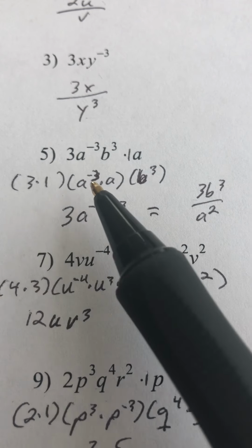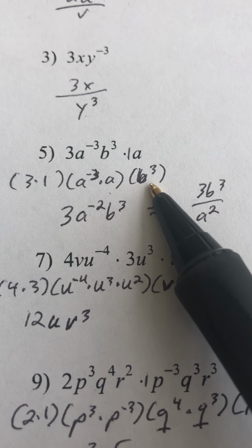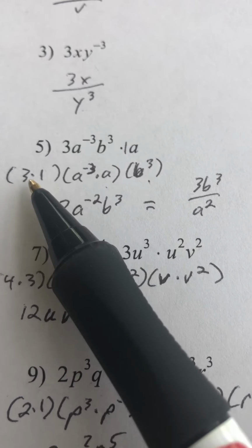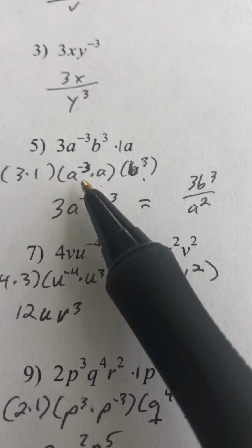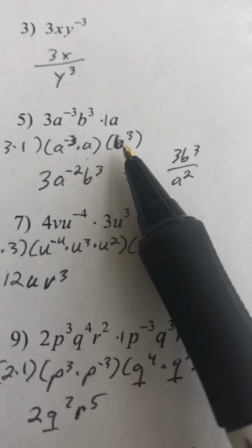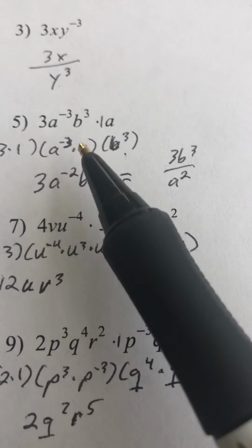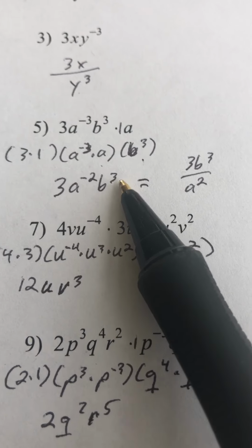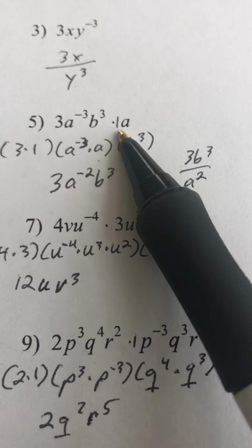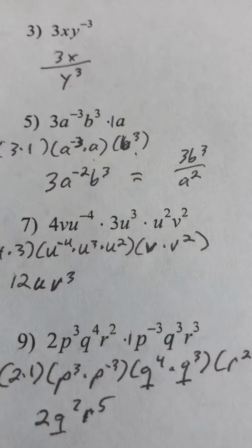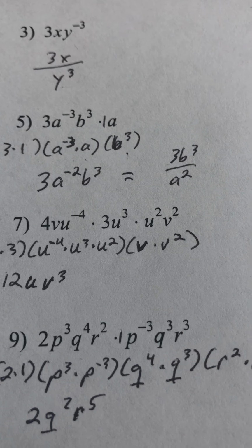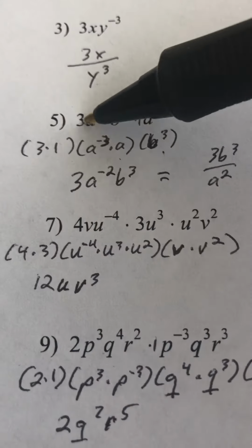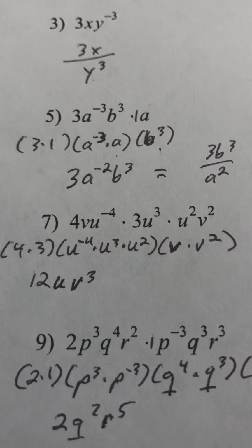I broke this one up and worked it out like Mrs. Buchanan was doing in class. So put the coefficients together, put the a's together, put the b's together, right? Well, there's only one b anyways. But when you do this, you end up with 3a to the negative 2, b to the third, because 3 times 1 is 3, and that's a 1a there. Even though you don't see anything there, think of a 1 being there, because 1 times anything is itself, so that's why they don't put a 1 there.